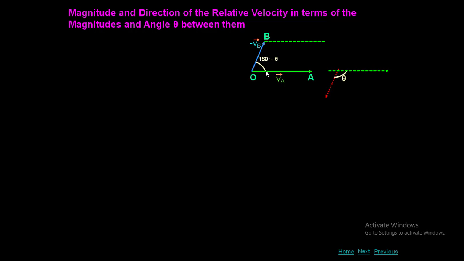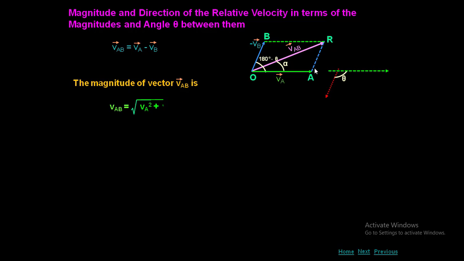Now imagine a parallelogram over here. That means the parallel side of OA is imagined at the terminal point of minus VB bar. In the same way, imagine the parallel vector of minus VB bar at the terminal point of VA. So we are going to have a parallelogram here. Let OR represent the resultant of both, VAB bar. Now alpha represents the direction of the resultant VAB bar. Now use the parallelogram law of vectors. VAB bar is equal to VA bar minus VB bar. For the magnitude of the vector VAB bar, use the parallelogram law of vectors and you are going to get the formula.